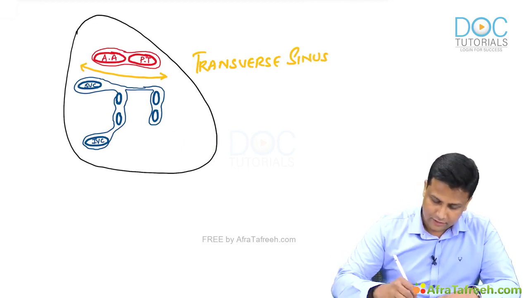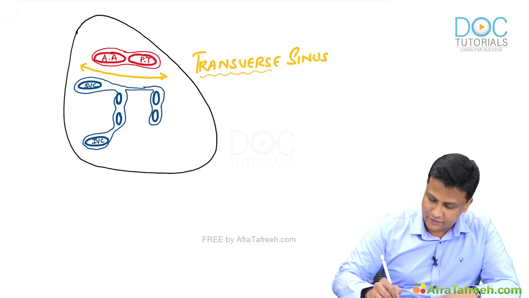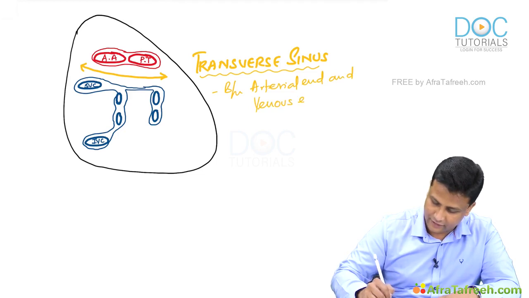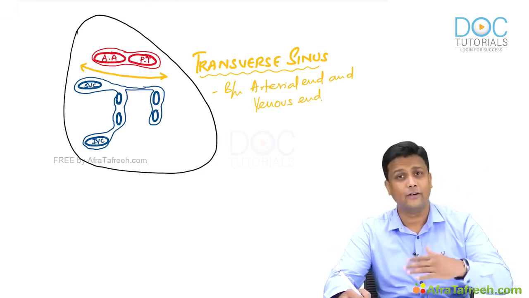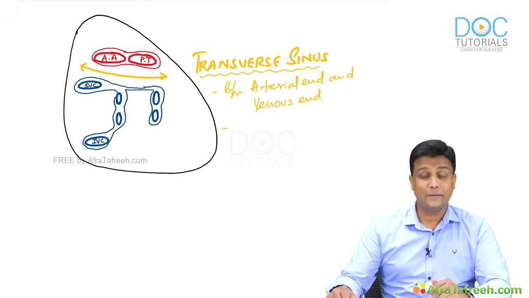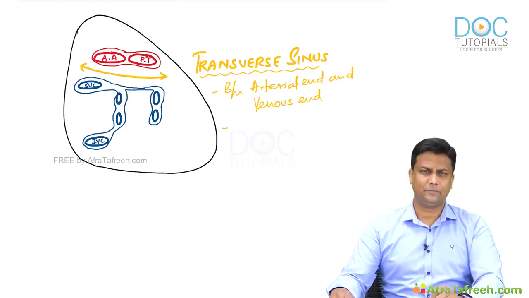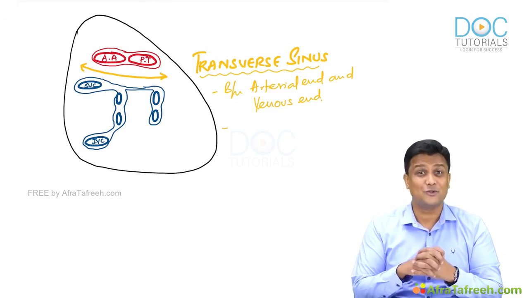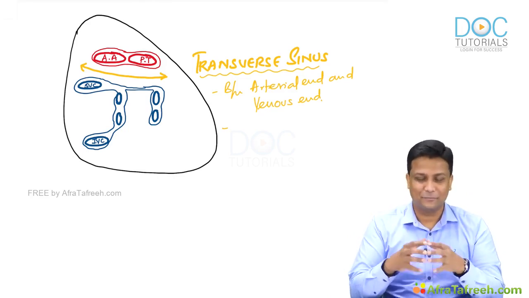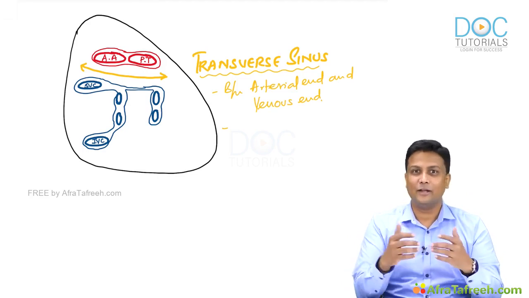Okay. So basically where do you have the transverse sinus, guys? The transverse sinus is between the arterial end and venous end. So between that arterial end and the venous end, you will be able to find the transverse sinus. Now the most important thing which has been asked in the exams recently, like what are the relations of this one? And what is happening is, most of the time during our first year MBBS time, the students are unable to understand this diagram exactly.